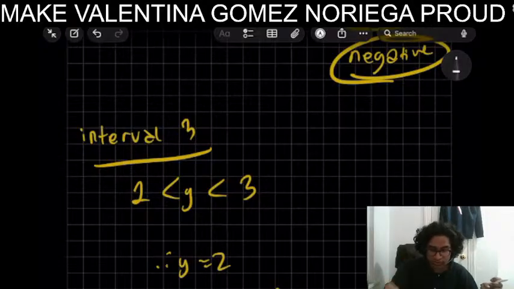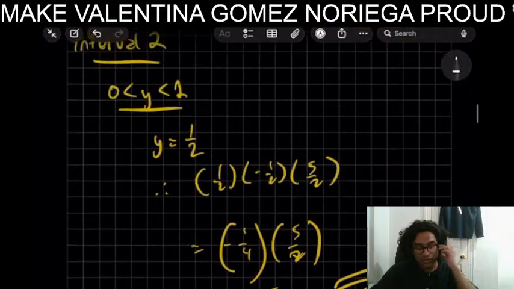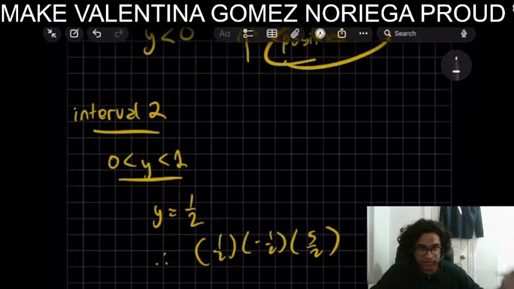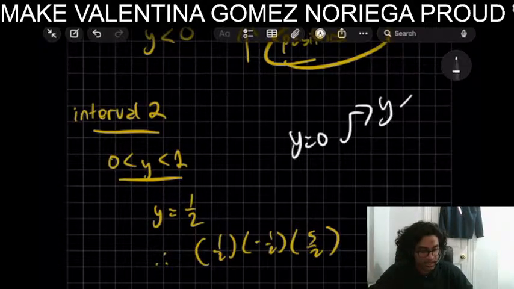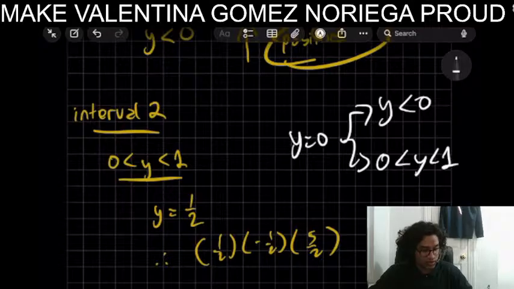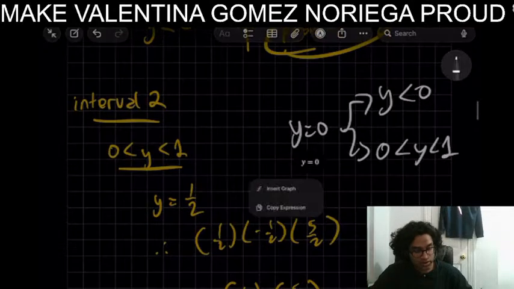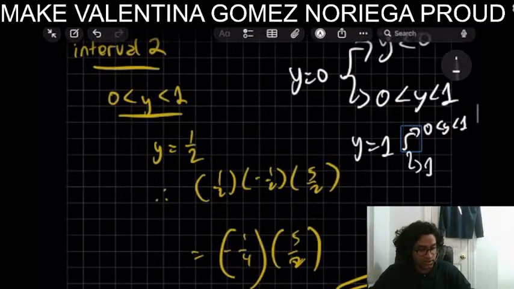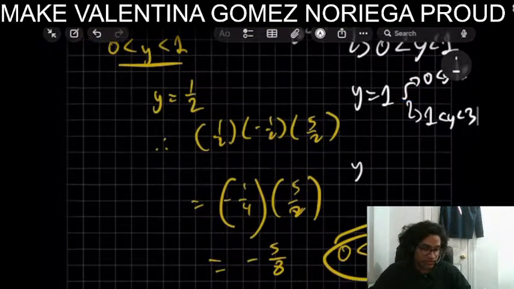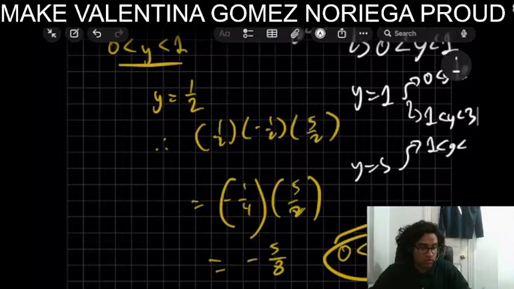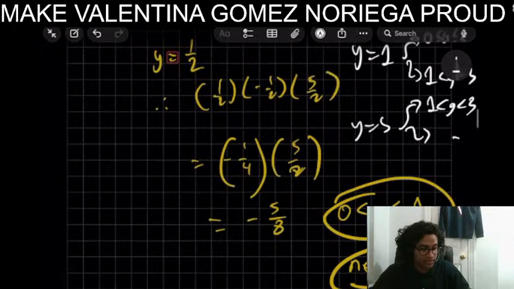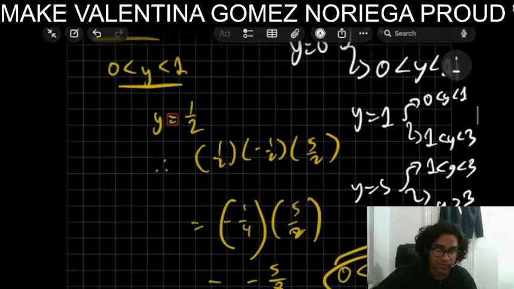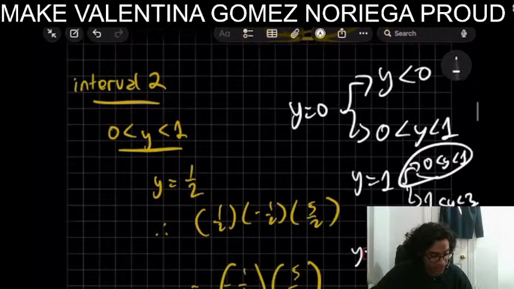So you need y less than 0 because you want to get the behavior around 0. At y equal to 0, you have two things: y less than 0 and 0 less than y less than 1, right? At y equals 1, you have 0 less than y less than 1 and 1 less than y less than 3. And at y equal to 3, you have 1 less than y less than 3 and y greater than 3. So you need to get the behavior for these.